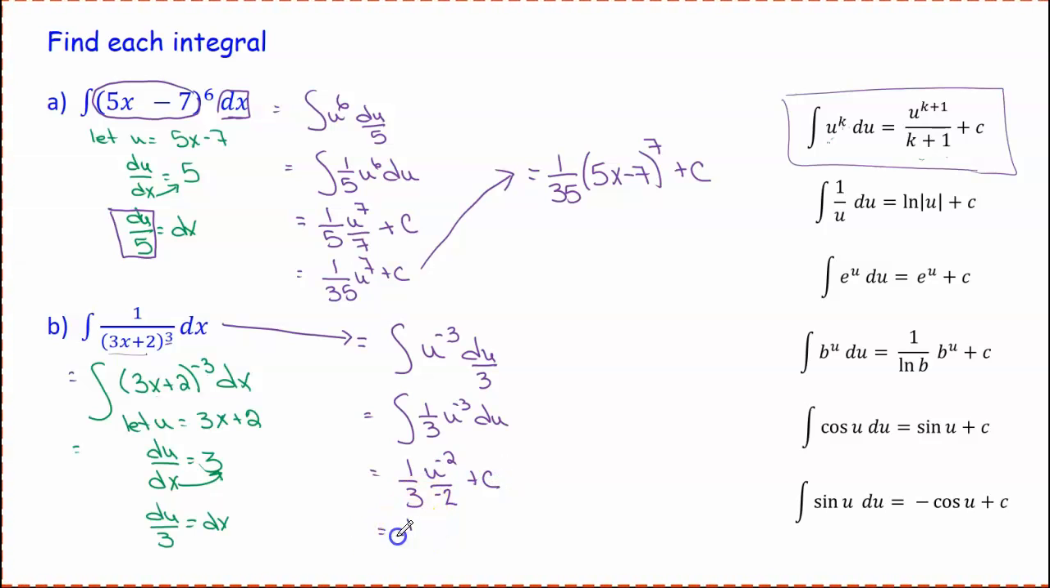I now have 1 over 3 times negative 2, which is negative 6. U is 3x plus 2. The exponent is negative 2 plus c. We do not need to rewrite it as 3x plus 2 squared in the denominator. We are now done.